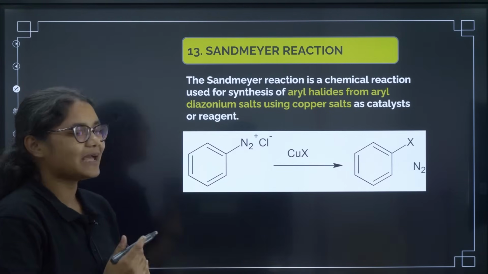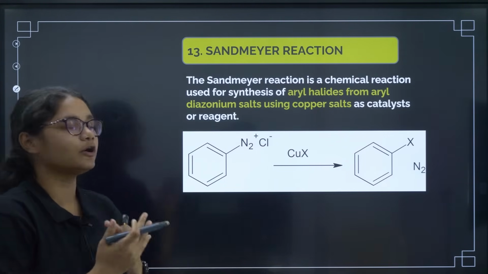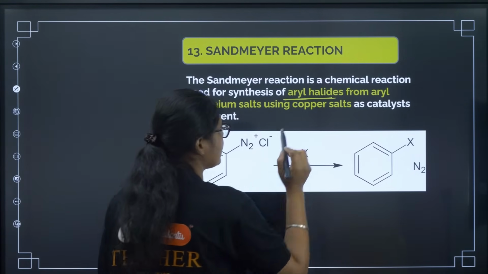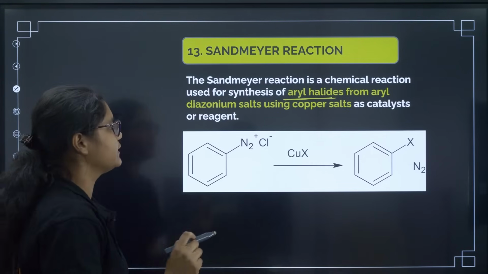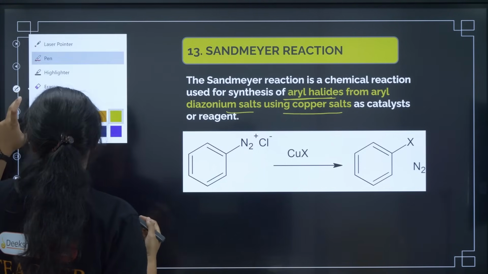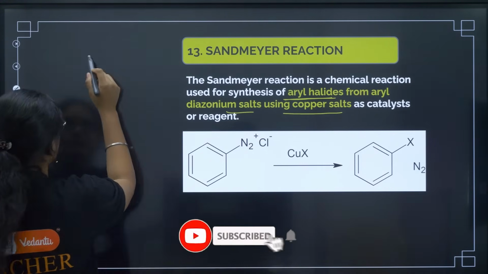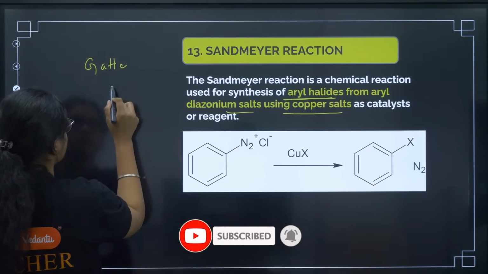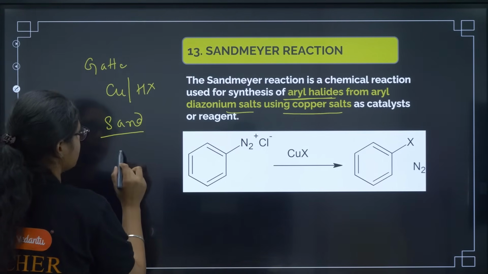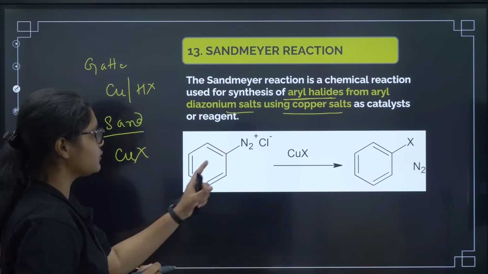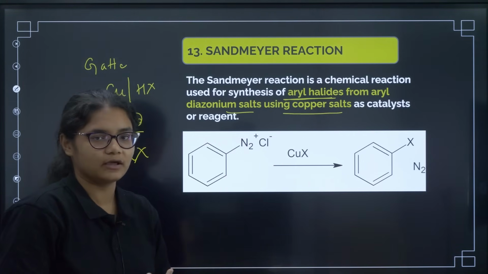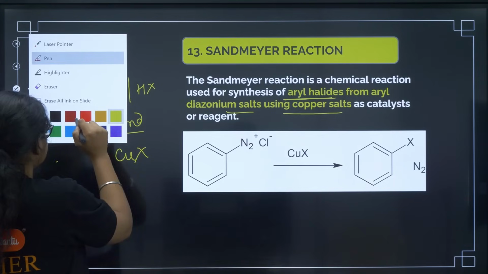So next one, Sandmeyer reaction is very similar to your Gattermann reaction. Sandmeyer reaction is a chemical reaction used for the synthesis of aryl halides from diazonium salts using copper salt. Gattermann is also used in that case. There is a difference here. In case of Gattermann reaction, we use copper with HX. And in case of Sandmeyer reaction, you can use CuX directly. Suppose you want to replace it with chlorine, you use CuCl; for bromine, it will become CuBr. That is the difference here.